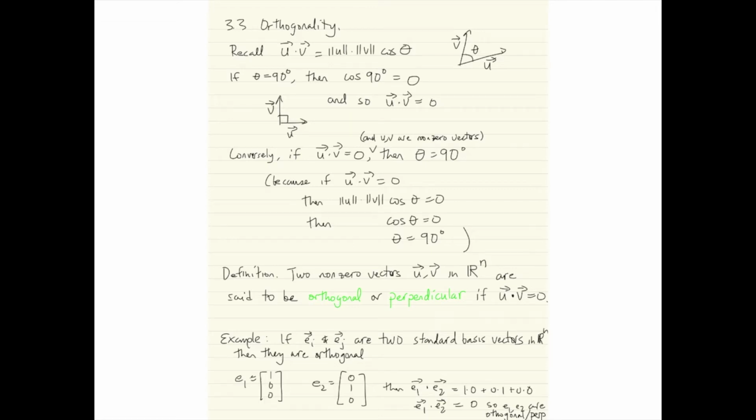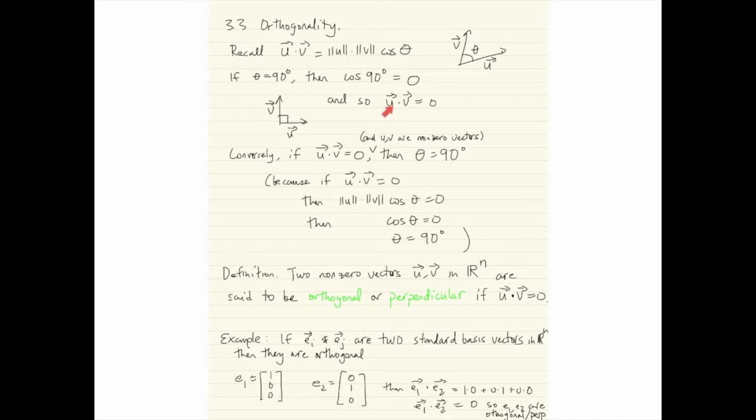Okay, let's move on to section 3.3 of Anton, which is about orthogonality. Recall that the dot product of two vectors u and v is equal to the norm of u times the norm of v times the cosine of the angle between them. Now, if theta, the angle between them, is 90 degrees, then cosine of 90 degrees is 0.